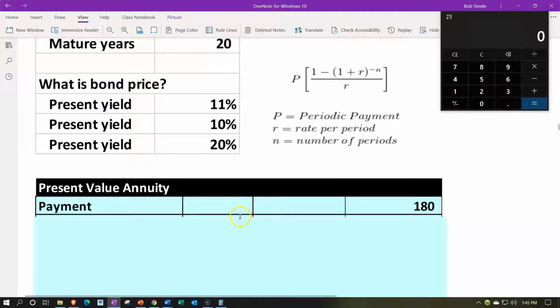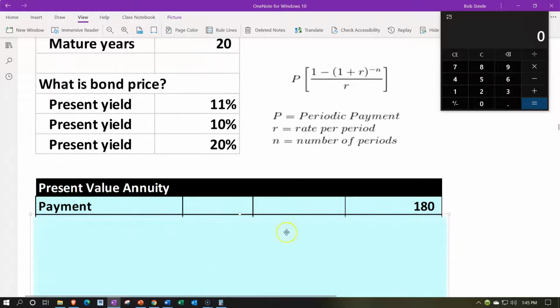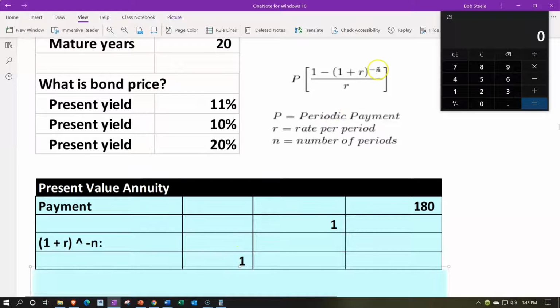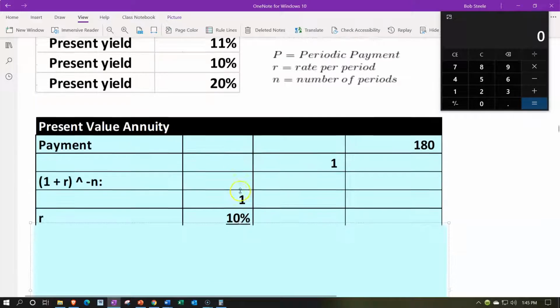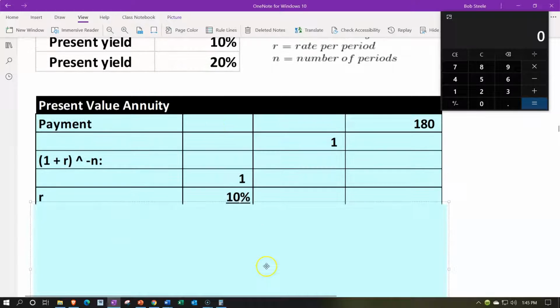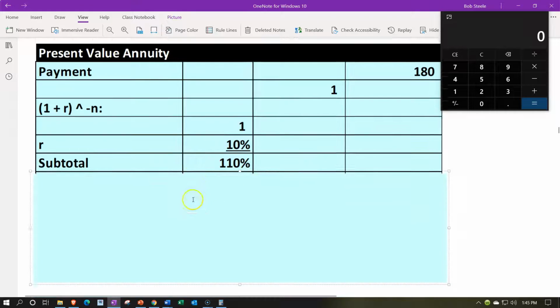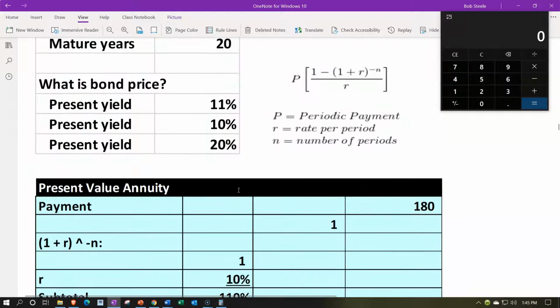Putting that into our table, we got the 180. That's 1,000 times 18%, 180. Then we'll take the numerator, 1, pulling that into its own column. Then 1 plus r to the negative n, I'm pulling that into the inner column, 1. r, now 10%, that's the thing that has changed. That 100% plus 10%, or 1 plus 0.1, gives us 1.1, or 110%, to the power of the number of periods, in this case years, of 20.